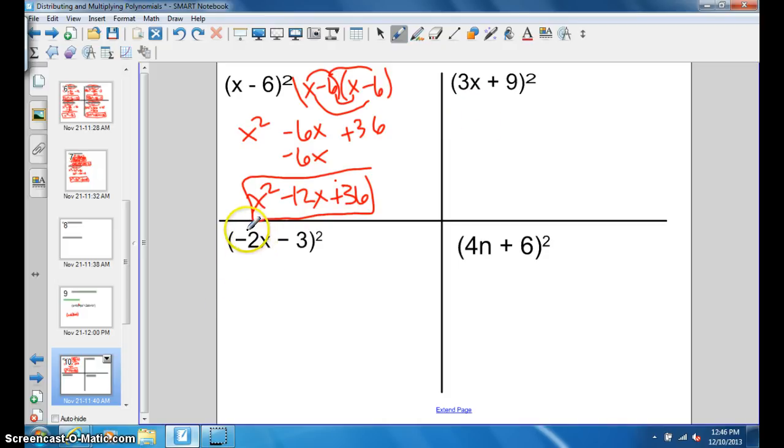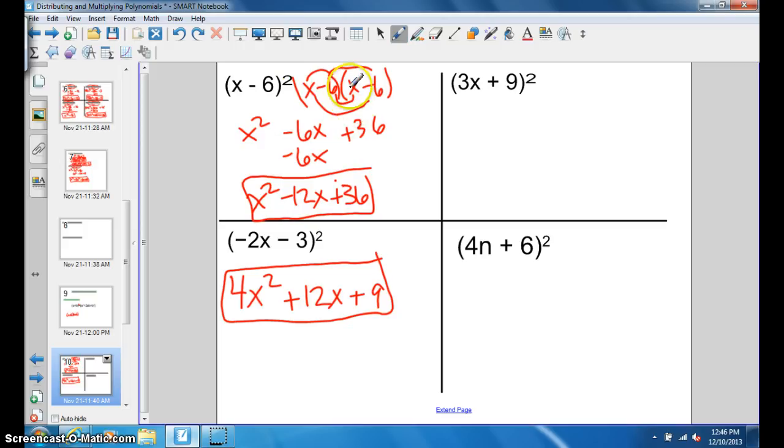So once again, I'm going to square the first, okay, square this, so negative 2x squared is 4x squared. Multiply these by each other, so we have negative 2x times negative 3, which is positive 6x. So now take positive 6x times 2, which is positive 12x. And then we just need to square our last term. So negative 3 squared is 9. So then this is our final answer.